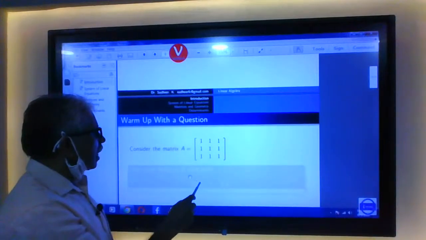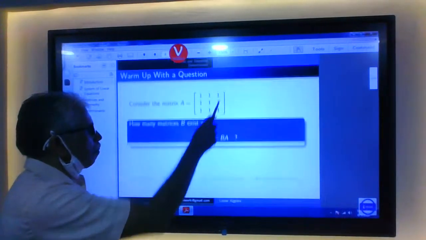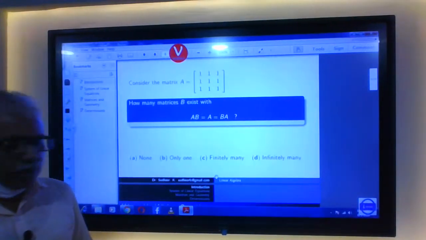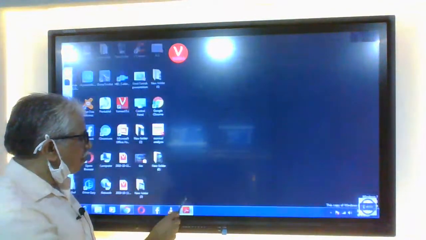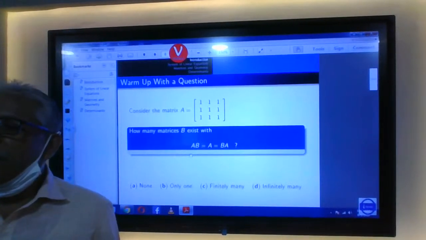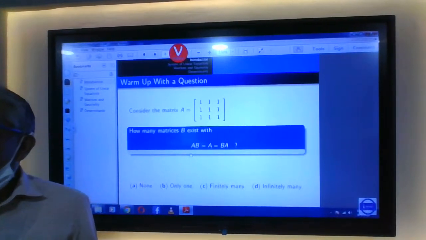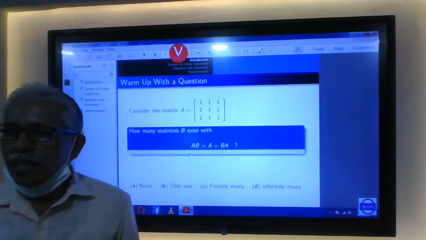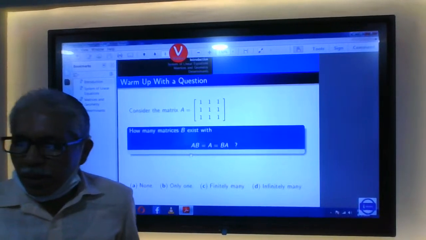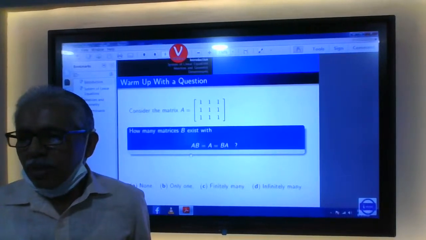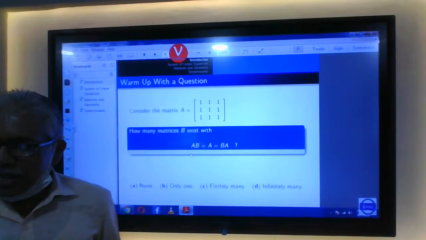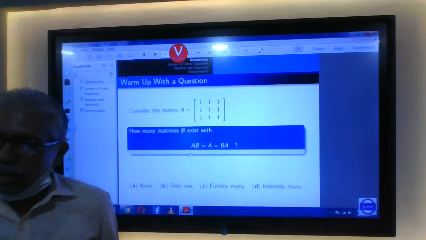If you have a 3 by 3 matrix A with all entries equal to 1, how many matrices B do you have satisfying the equation AB = A = B? With your previous experience, you can find infinitely many matrices. That should be the correct case.